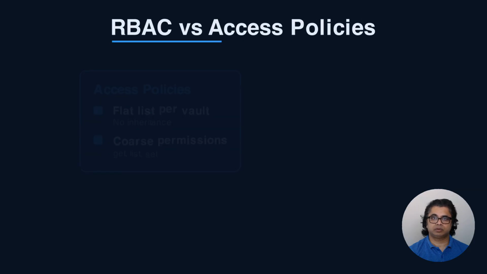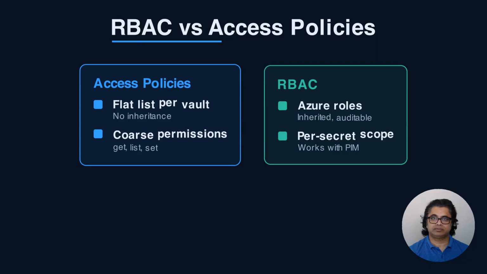The single most important decision is the access model. Legacy vaults use access policies, a flat list per vault granting coarse permission sets like get, list, and set. There's no inheritance, no deny, and the permissions don't show up in your normal Azure role assignments.